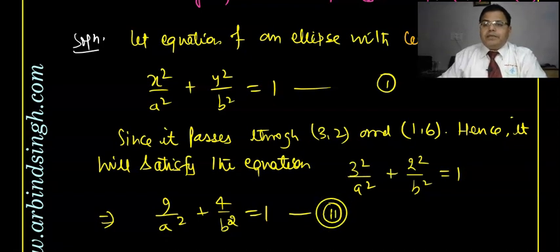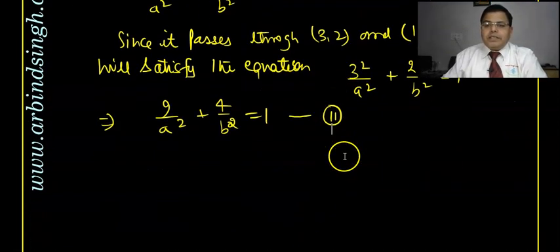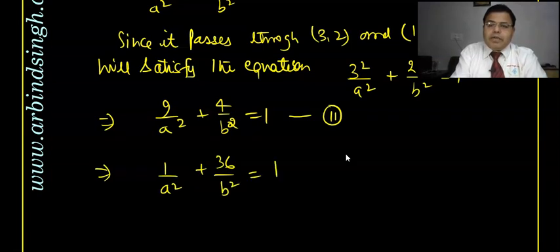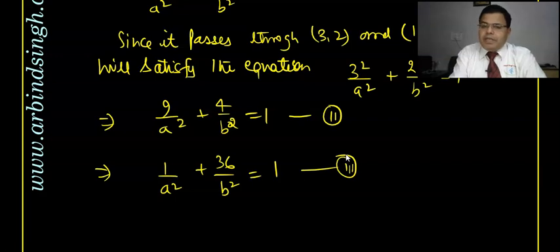And 1, 6 is also satisfied. So, x square, that is 1 square by a square plus 36 by b square is equal to 1. Now, we have to solve and calculate the values of a square and b square.